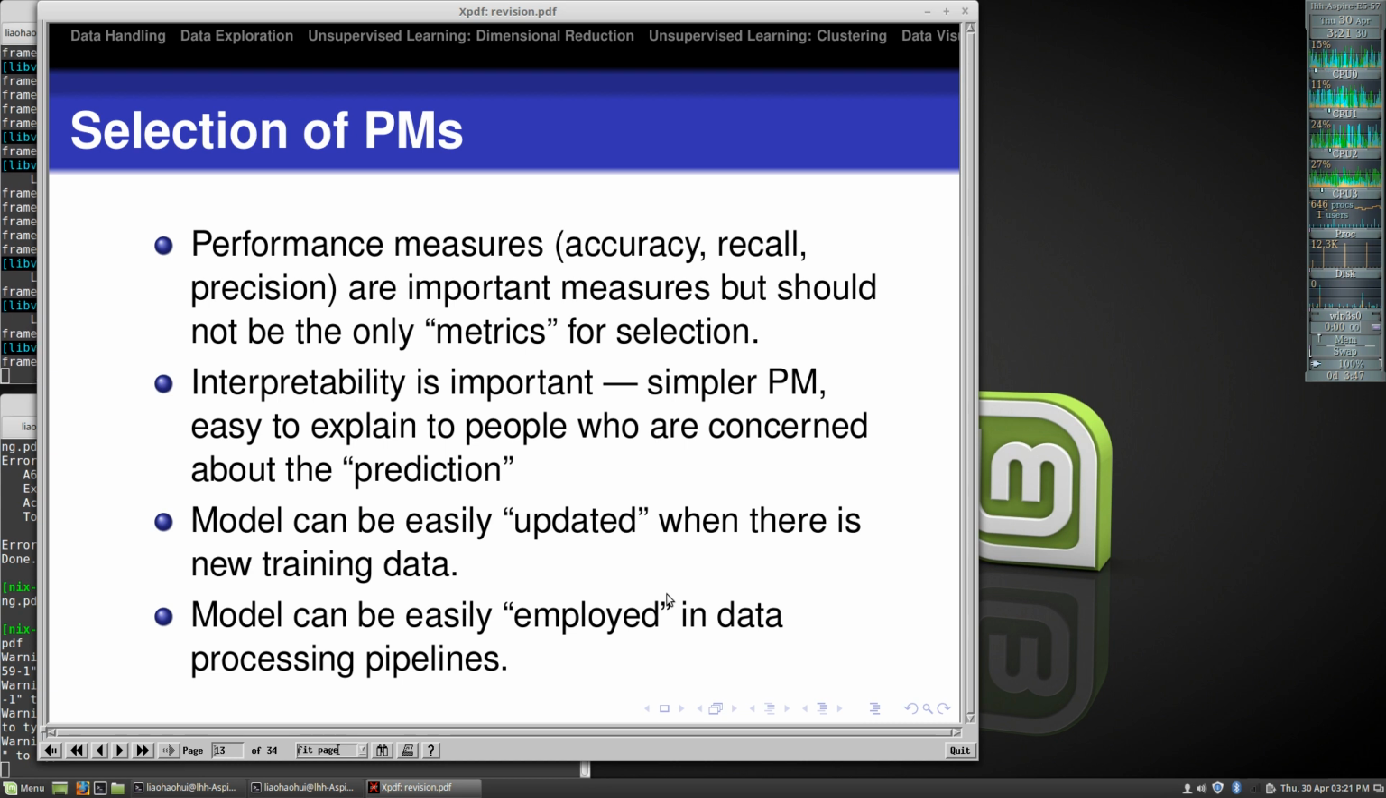And of course, can we include the model into data processing pipelines? A lot of times we may need to deal with data processing software. So when we want to include the model into the data processing software, how do we do it? So that's all for the first part of the revision.